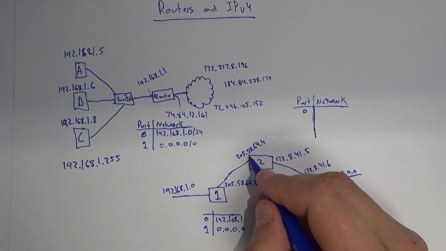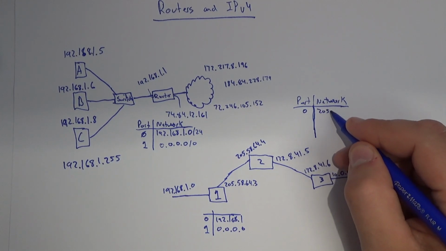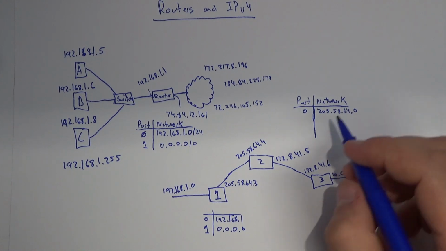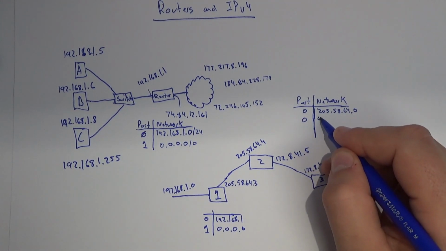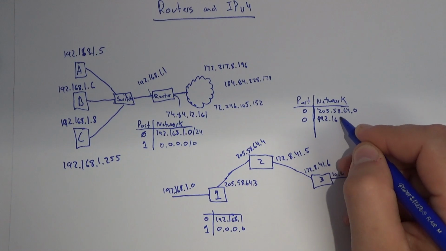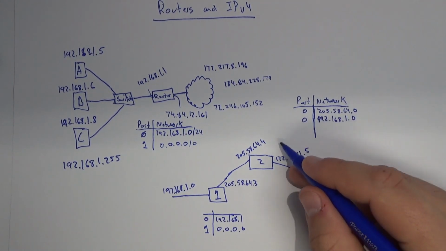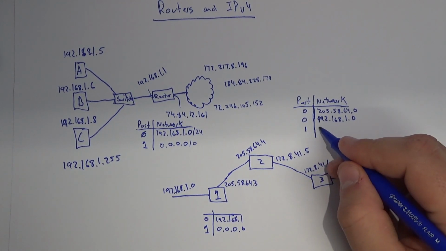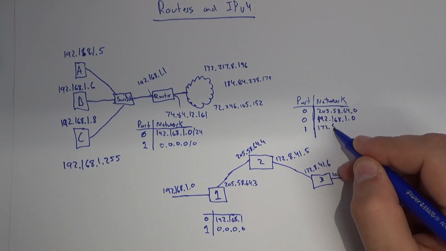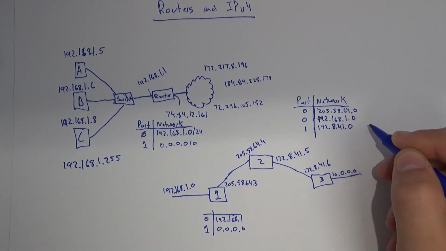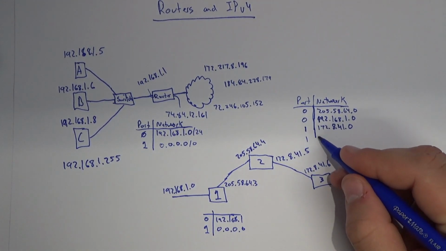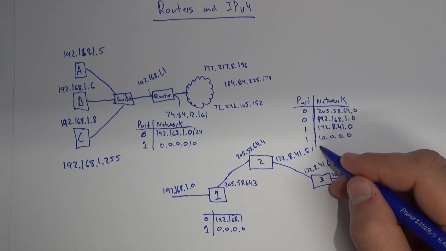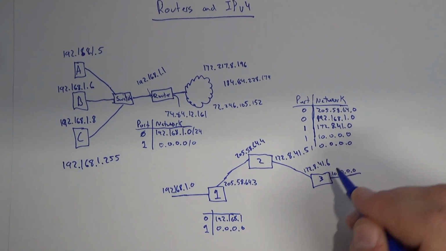So port 0, we know, goes out to the 205.58.64.0 network. And we also know out port 0 is the 192.168.1 network, and there might be other networks that direction as well that we would keep track of. Outside port 1, we have 172.8.41, some network ID there, and then we also have 10.0.0.0, and maybe port 1 is also the kind of catch-all for every other network.